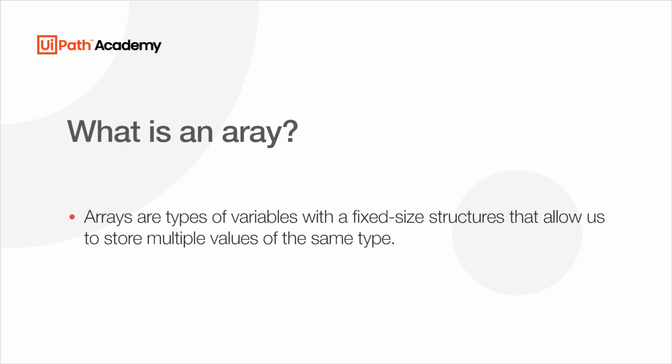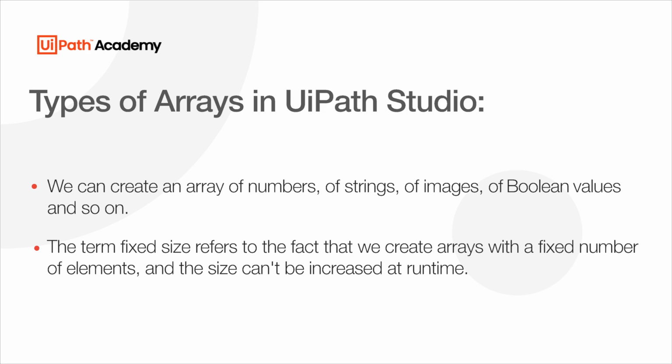First, let's define what an array is. An array is a type of variable with a fixed size structure that can store multiple values of the same data type, such as numbers, strings, images, Boolean values, and so on. But what does fixed size really mean? The term fixed size refers to the fact that we can create arrays with a fixed number of elements, and the size can't be increased at runtime.